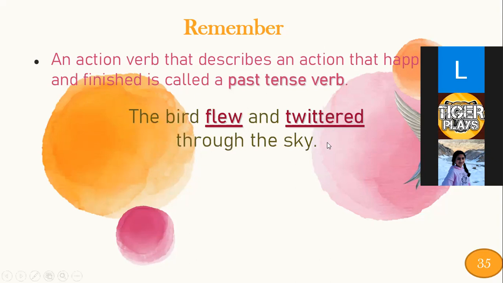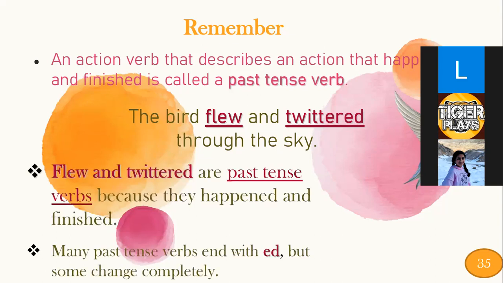Twittering is when the bird sings or makes sounds. The bird flew and it twittered through the sky. Notice that these two verbs, flew and twittered, are action verbs and they are in the simple past tense because they happened and finished. One verb took ed, the other changed. If you still remember, we have regular verbs and irregular verbs: the regular verbs take ed, the irregular verbs change on their own.